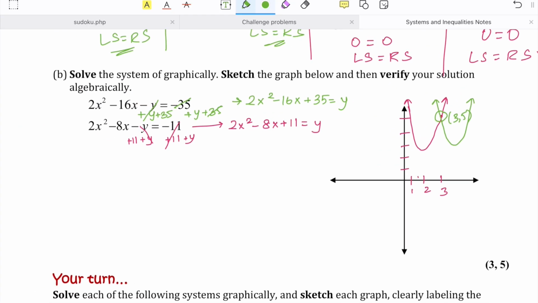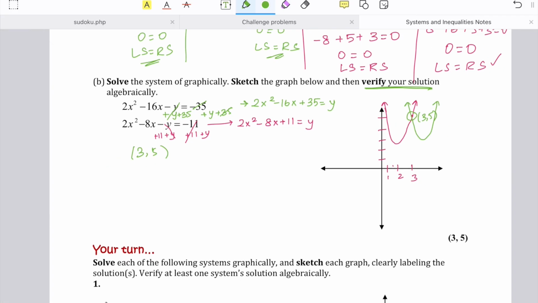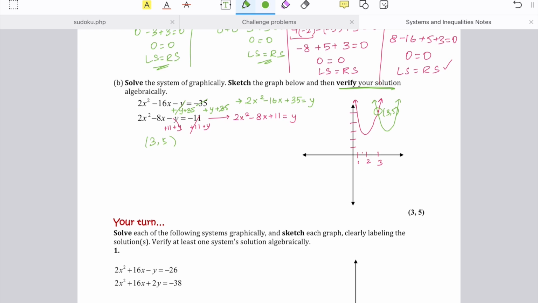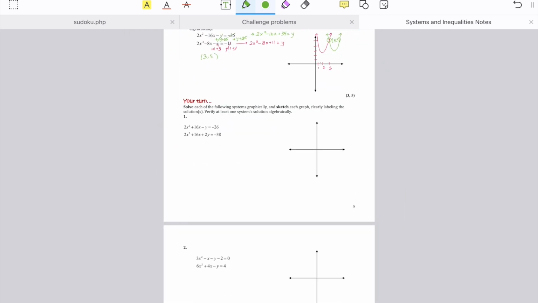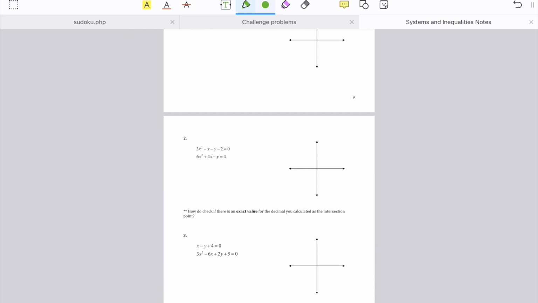I want to see you guys verify this solution right now. It's only 1 point, so it shouldn't take that long. Try doing it, and then I'll give you guys some time to do question 3, your turn, question 3 as well. Okay?